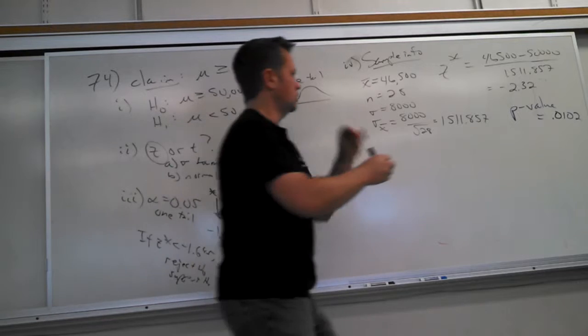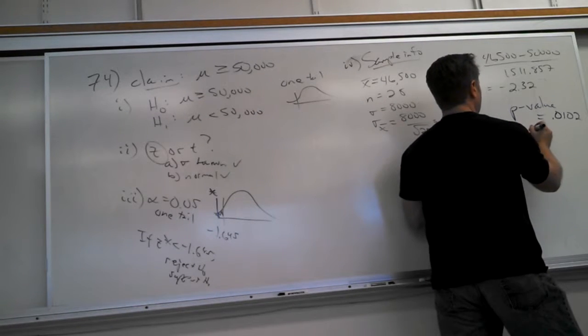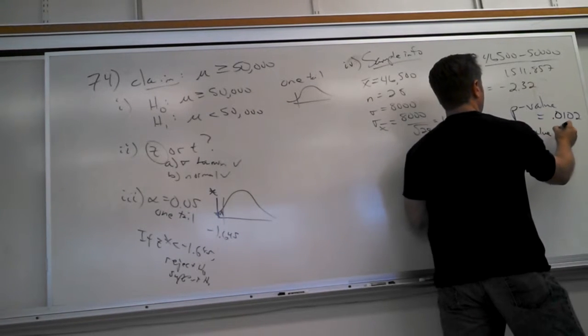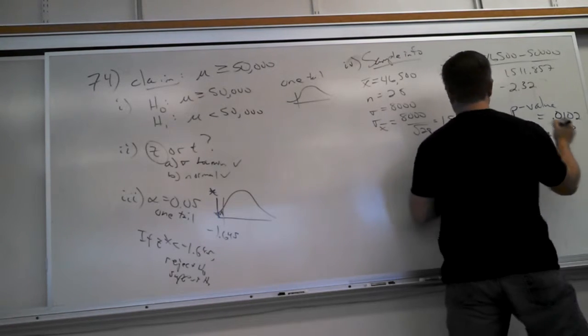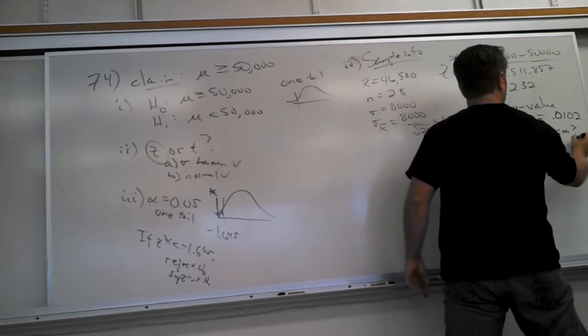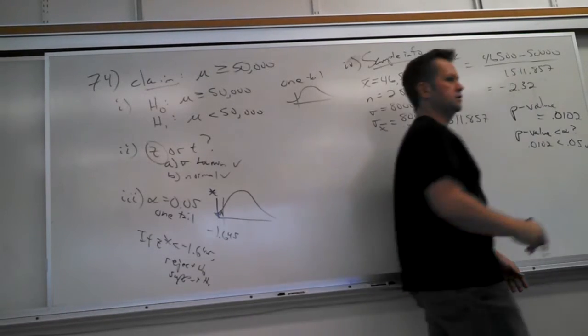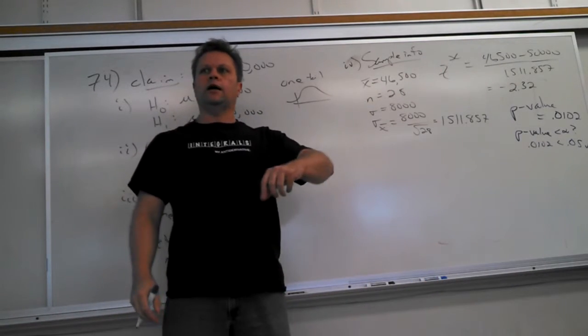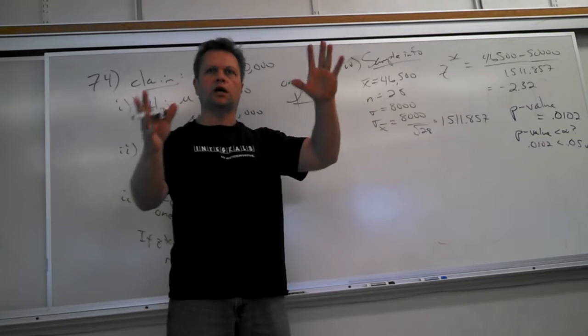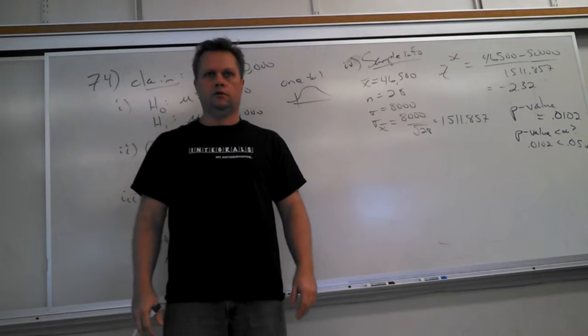And just to really hammer this home, is the p-value less than alpha? Yes, 0.0102 is less than 0.05. Check. So that was the other way to check. If the p-value is less than alpha, you can reject the null, support the alternative.